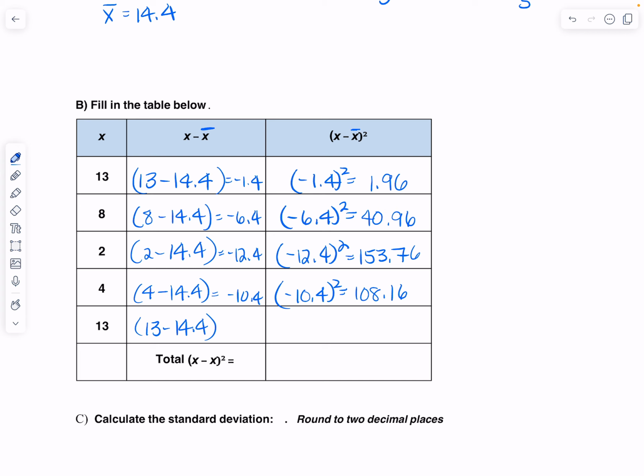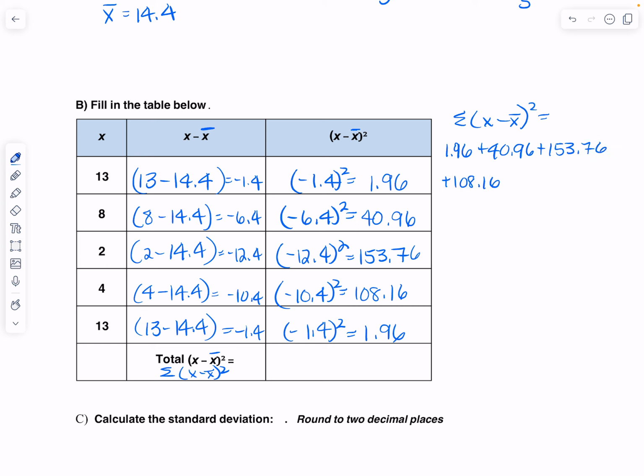Negative 1.4, which we have at the very beginning. We have the same value. So negative 1.4 squared, if you look at the first row, it's 1.96. Okay, so now I'm going to sum that. So I'm going to figure out the total. Remember, that's the sum of x minus x bar squared. So we're going to add 1.96 plus 40.96 plus 153.76 plus 108.16 plus 1.96. And we're going to check to see what that equals.